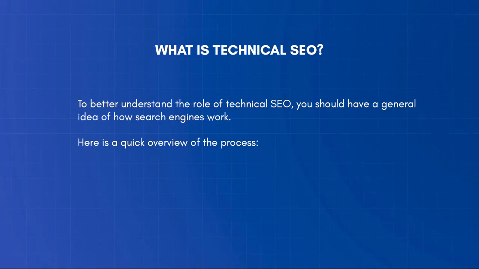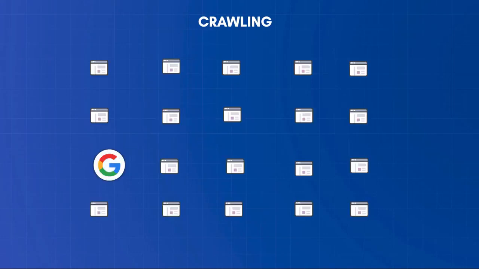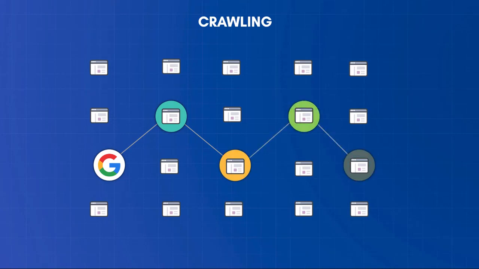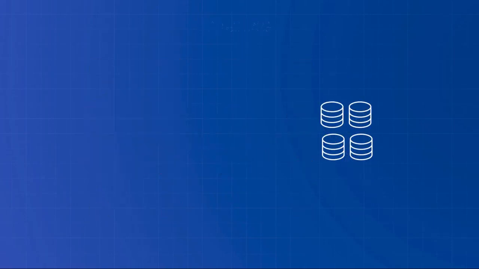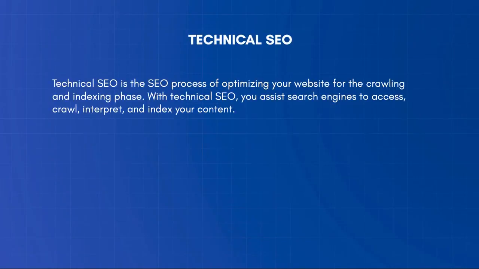The first step taken by search engines long before answering a search query is the crawling and indexing process. During this process, search engines are looking for publicly available web pages to add to their index. They discover, read, and organize these pages into their database so that they are later accessed by the ranking algorithms to provide precise answers to the queries entered by users. Technical SEO is the SEO process of optimizing your website for the crawling and indexing phase. With technical SEO, you assist search engines to access, crawl, interpret, and index your content.